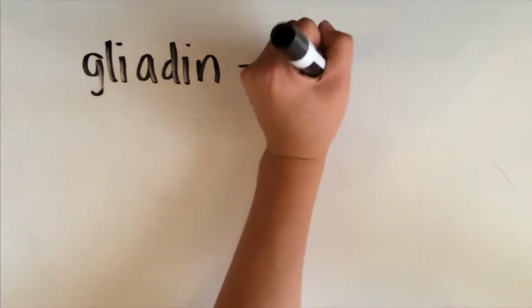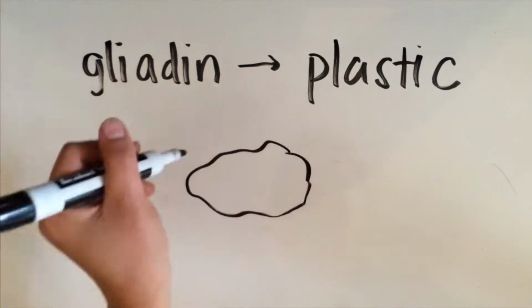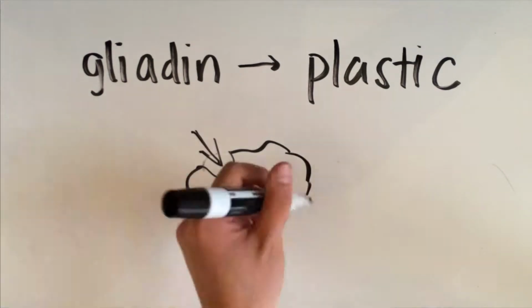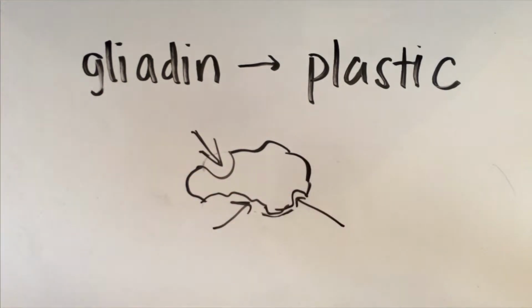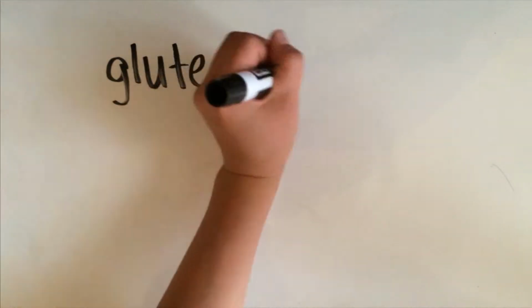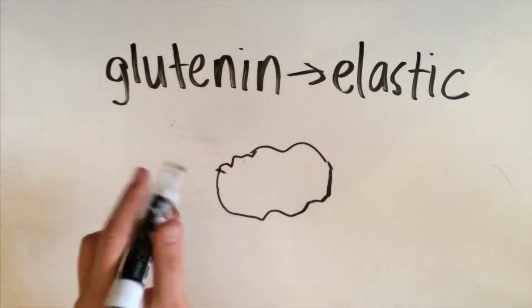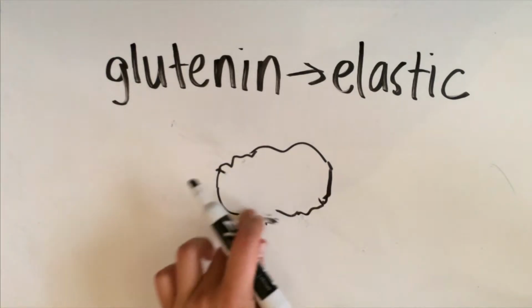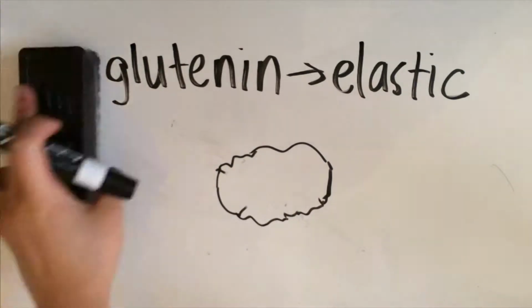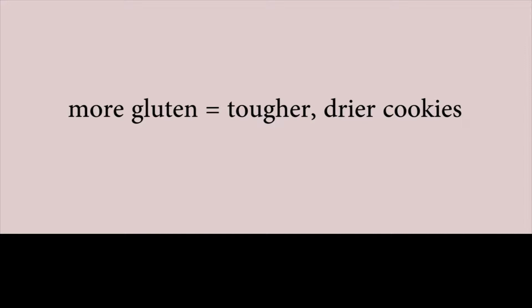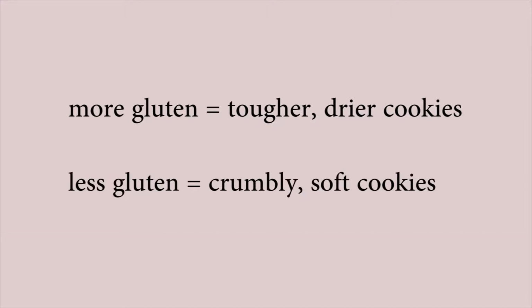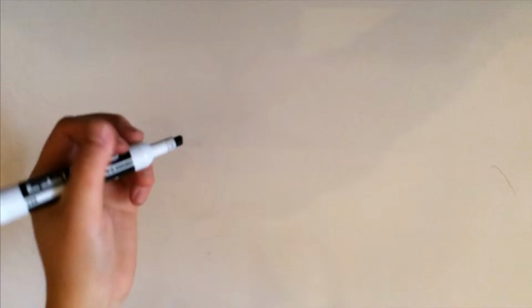Gliadin, shaped like a ball, makes the cookie dough plastic. That is, it gives the dough the ability to change its shape under pressure. Glutenin, shaped like long spring coils, helps make the dough elastic. That is, it helps dough to spring back to its original shape after being deformed. In cookie terms, the more gluten formation there is, the tougher and drier your cookies will be, while less gluten formation leads to more crumbly, soft cookies.